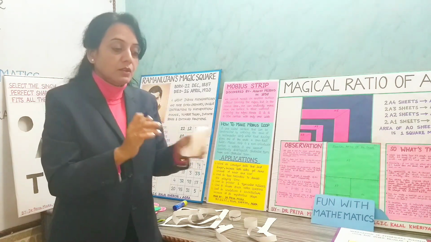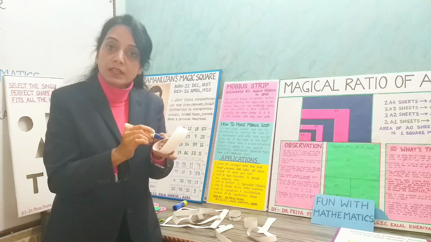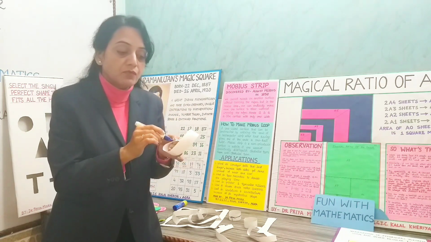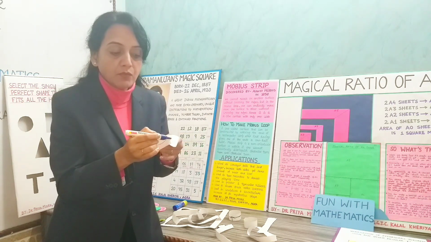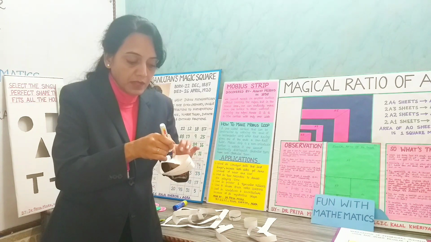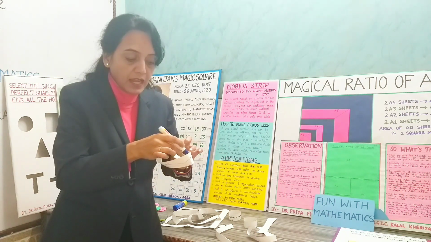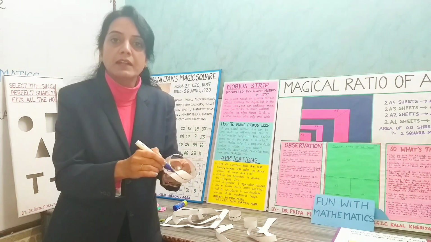But look at this Mobius strip. In a Mobius strip, we can reach the other surface without crossing the edges. I am moving on the outer surface and then the inner surface, and see, I have reached the starting point.